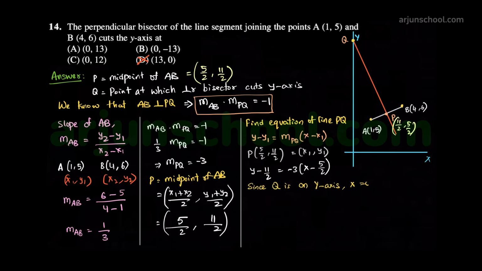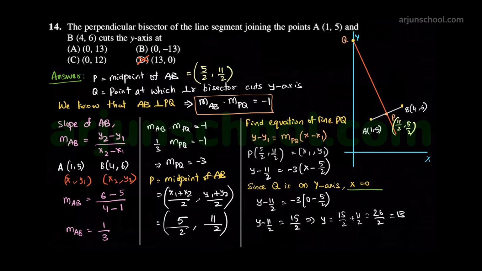Since Q is on the y-axis, we can take the x coordinate as 0. That implies y minus 11 by 2 is equal to minus 3 times (0 minus 5 by 2). Here we are finding the point Q (0, y). y minus 11 by 2 is equal to minus 3 times minus 5 by 2, which is 3 times 5, 15 by 2. That implies y is equal to 15 by 2 plus 11 by 2. In the denominator we take 2 as the LCM, and in the numerator we get 15 plus 11, which is 26. That is equal to 13.